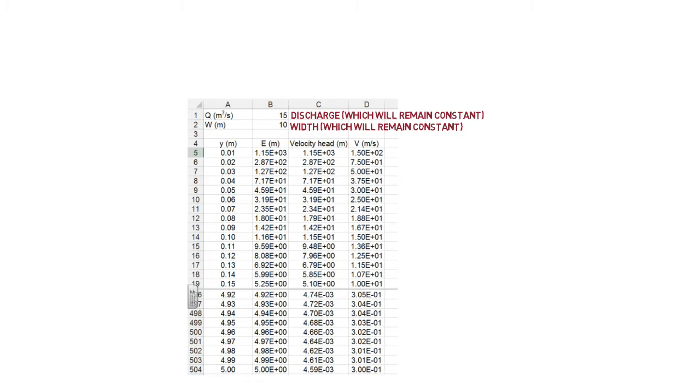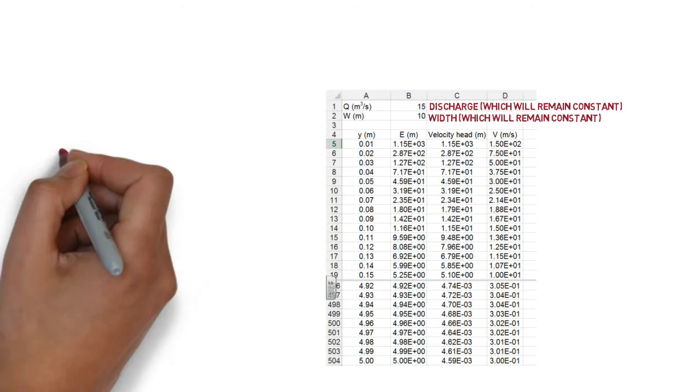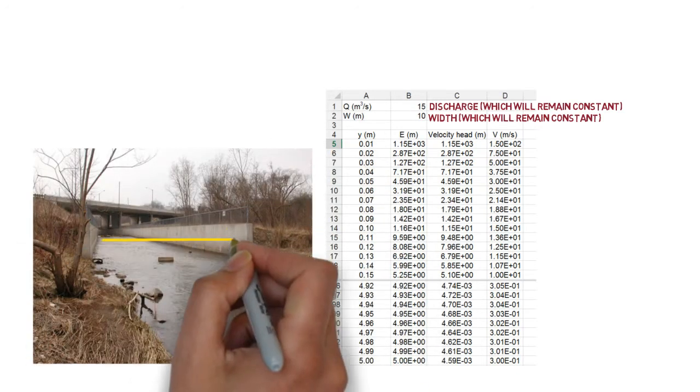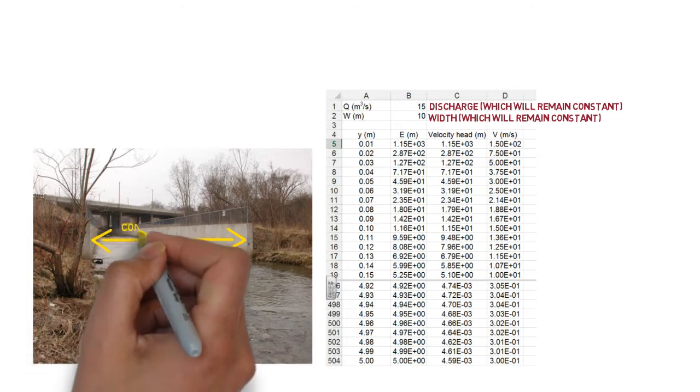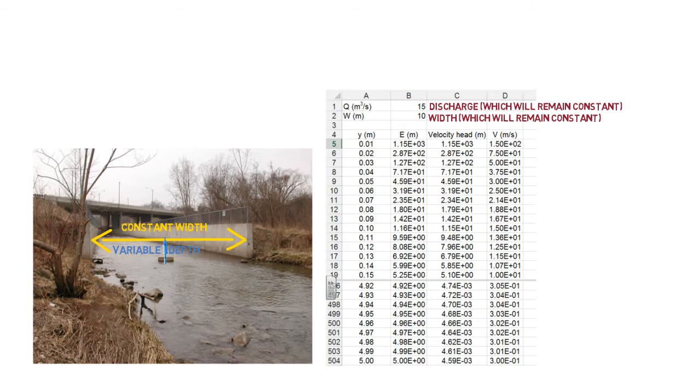A constant width channel could be observed in the field where a concrete channel has been constructed with vertical walls such that, independent of the discharge that occurs, the width of the channel will remain constant. Therefore, the only thing that would vary would be the flow depth.